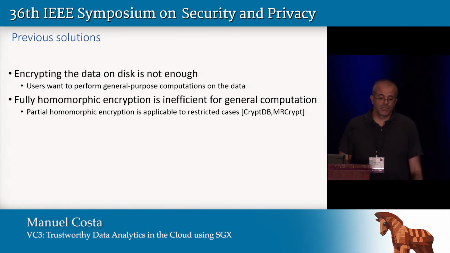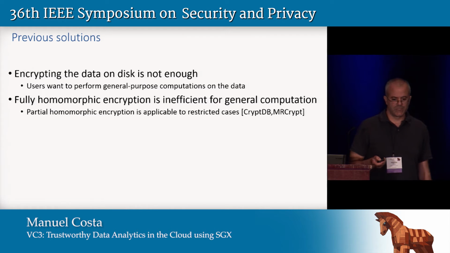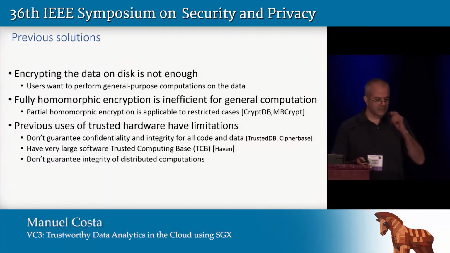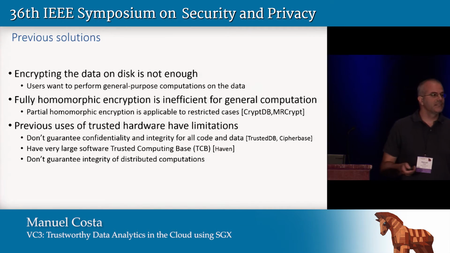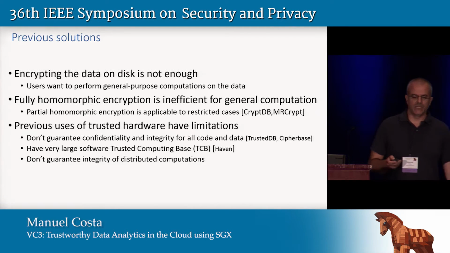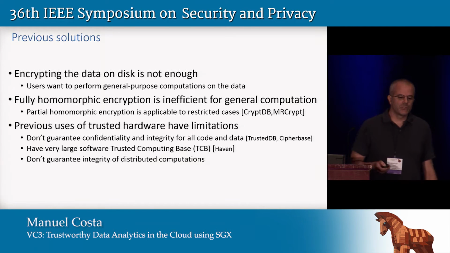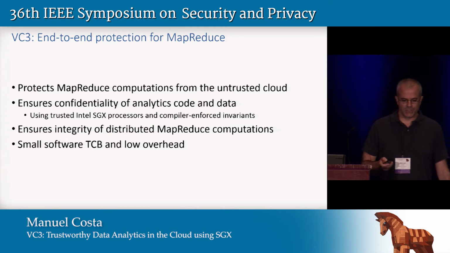Fully homomorphic encryption is great, but it's still inefficient for general purpose computation, although partial homomorphic encryption schemes have been shown to be applicable to restricted cases. People have looked at using trusted hardware to protect these workloads from attacks from the cloud, but previous work doesn't guarantee confidentiality and integrity for all code and data, or it has a very large TCB, and previous systems don't guarantee integrity of the full distributed data analytics computations.